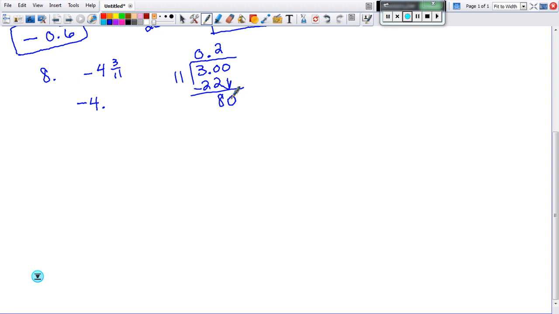Bring down the 0. 11 goes into 80 7 times. 7 times 11 is 77. 80 take away 77 is 3. Bring down another 0. Okay, now we had 30 to begin with, and now we're having 30 again, so it's repeating. So it's 0.27 repeating. And the bar has to go over the 2 and the 7 because that's the part that's repeating.